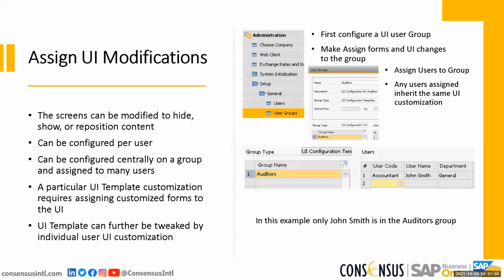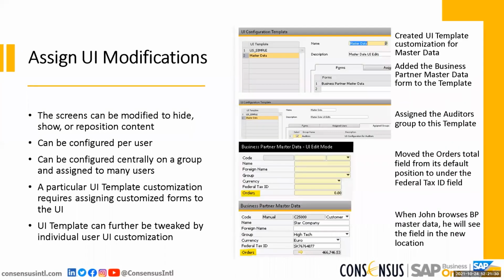On the bottom right, you can see that for now, we're assigning only the user accountant, our John Smith Business One user, to this group. On this screen, you can see that we are now creating a UI configuration template, not the group that we created before, but the template called master data. In here, we'll group the forms that we want to modify that have to do with master data. In this example, we're only modifying the business partner master data currently. We're then assigning the group we created earlier called auditors, which currently only includes accountant or John Smith, to this template.